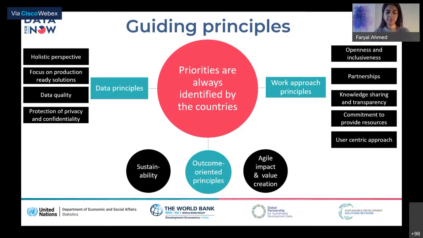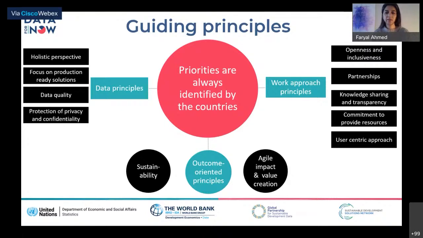The work approach principles are openness and inclusiveness, that any country is open to join the Data for Now initiative. The Data for Now initiative welcomes partners to join. So we have the 4 core partners, and in addition, we have other partners who are providing their technical expertise in terms of trainings or workshops or other advisory consultancies that are provided.